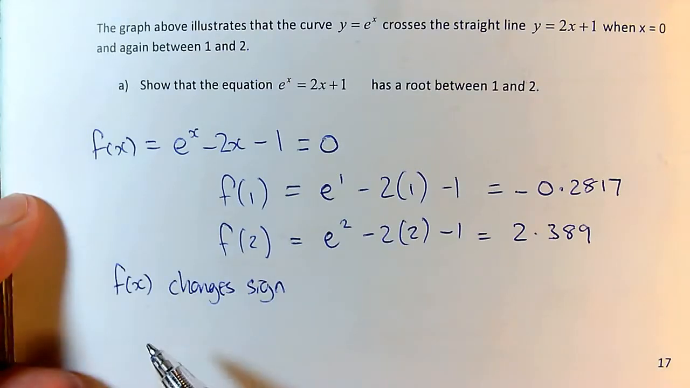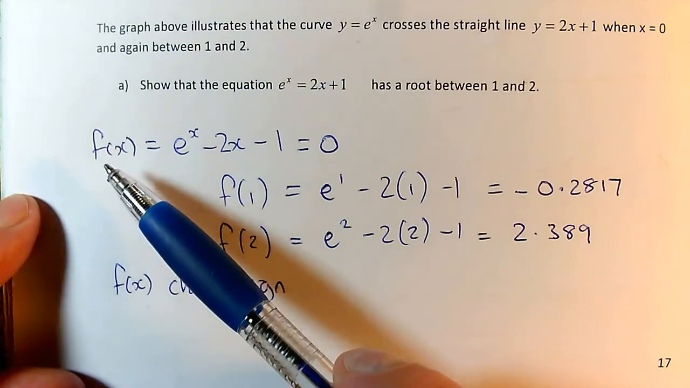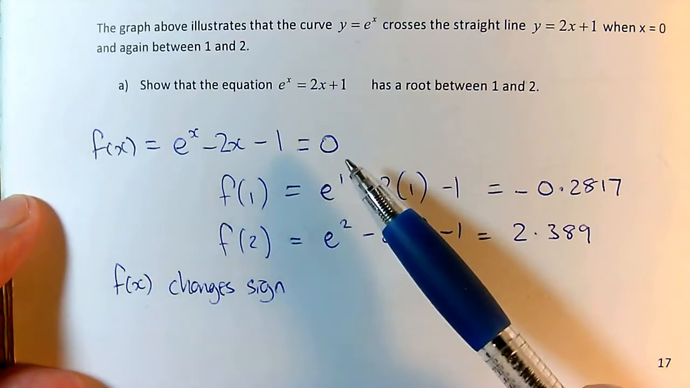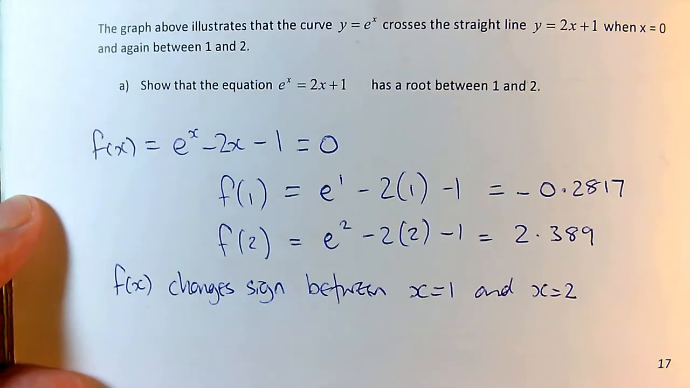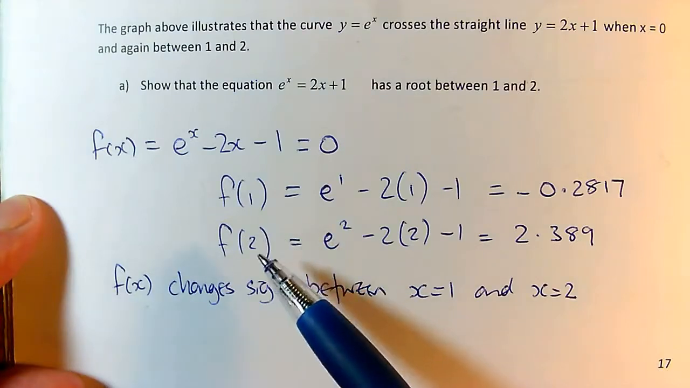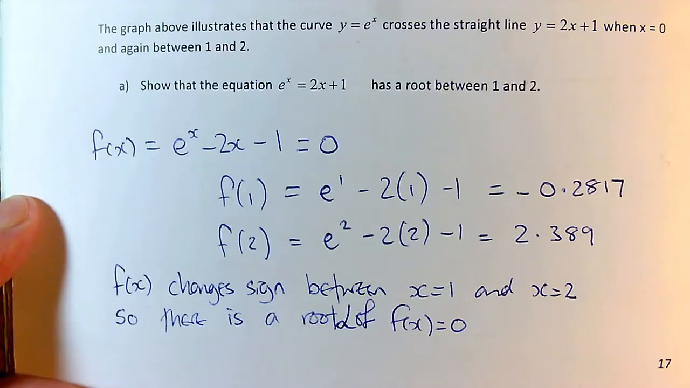So our conclusion starts, f of x changes sign. Not just the words sign change, we need to say what changes sign. We need to refer to f of x. You remember you need to have an f of x that equals naught at the start. So f of x changes sign. Next step is we need to say where it changes sign. We don't just say it changes sign between 1 and 2. Those are x values, so we need to say f of x changes sign between x equals 1 and x equals 2. And so that means that there is a root, and we give that a name.